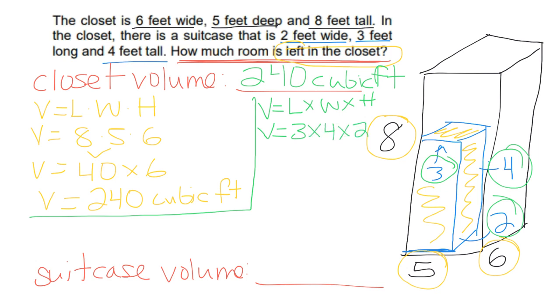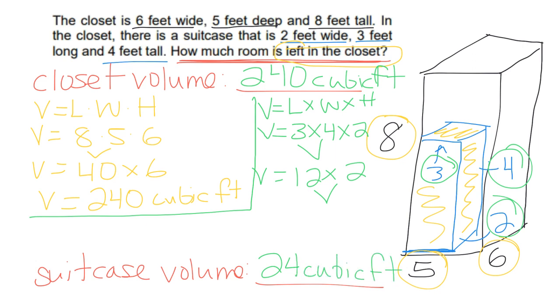Remember, the order of these does not matter with multiplication. I am going to do 3 times 4 first. 3 times 4 is 12. Volume equals 12 times 2. So the volume of our suitcase, the amount of space that our suitcase takes up, or the number of cubic feet in our suitcase, is 24 cubic feet.